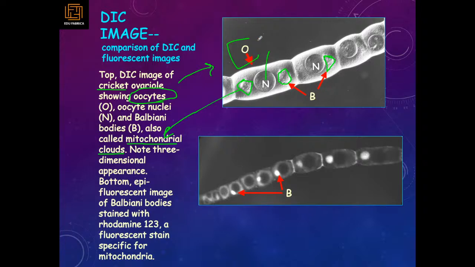So this was the DIC image. What you are seeing here, this looks pretty prominent, and what you are seeing in this one is the epifluorescent image, from the previous microscope that we were seeing. In this, we can see a pretty good nucleus, and also these Balbiani bodies shining fluorescently here. All of these are shining, and also these oocytes.